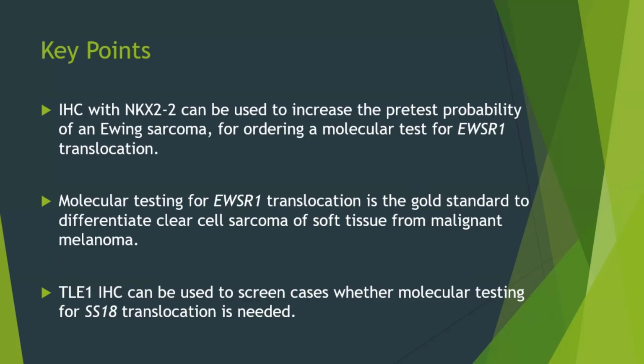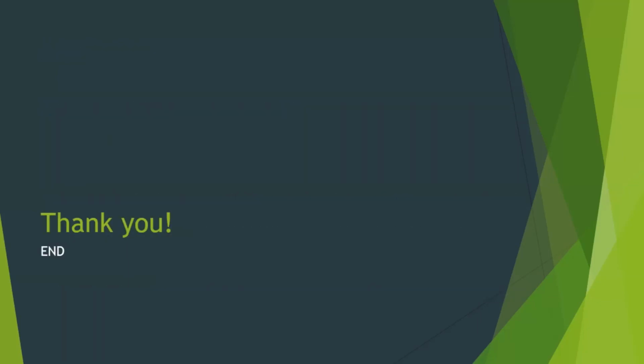IHC with NKX2-2 can be used to increase the pretest probability of an Ewing sarcoma for ordering a molecular test for EWSR1 translocation. Molecular testing for EWSR1 translocation is the gold standard for differentiating clear cell sarcoma of soft tissue from a malignant melanoma. And TLE1 IHC can be used to screen cases whether molecular testing for SS18 translocation is needed. So I hope you had learned something from this lecture, and thank you very much for listening.